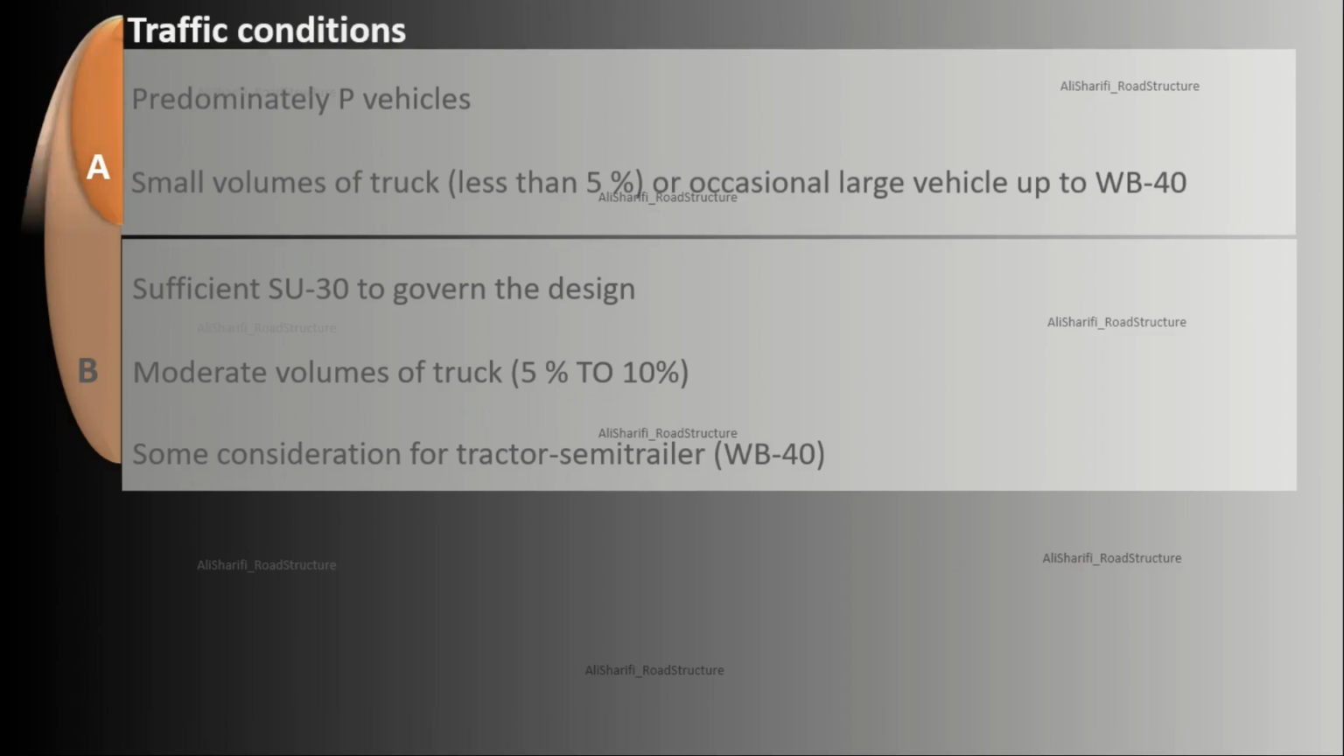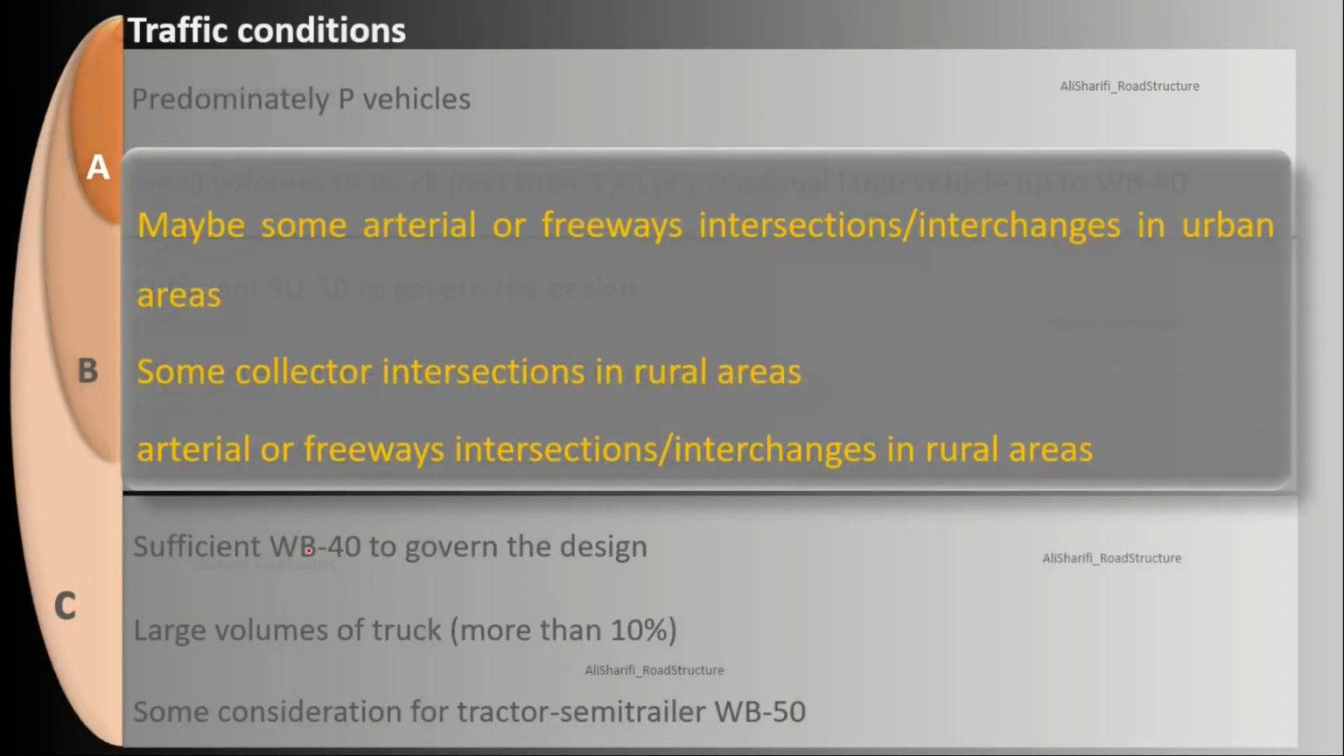And the last one, traffic condition C, accounts for large volumes of trucks, in other words, more than 10%. So normally WB-40 governs the design, although some consideration is given to a larger one like WB-50, which means the turning roadway will be large enough to accommodate a WB-50, but with lesser lateral clearances, still not less than half of design values.